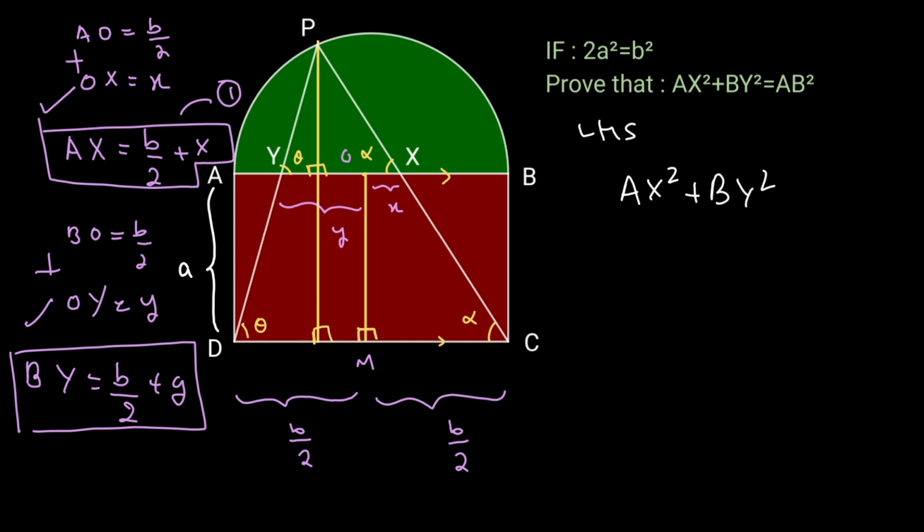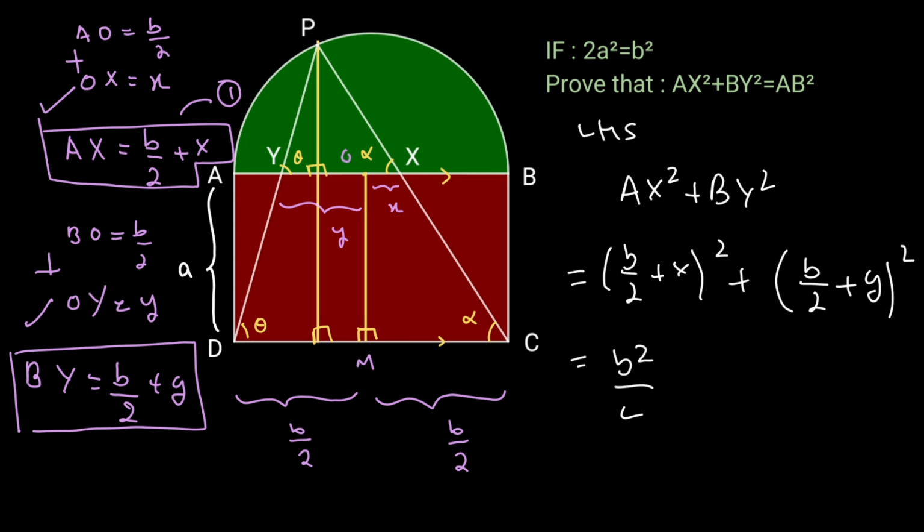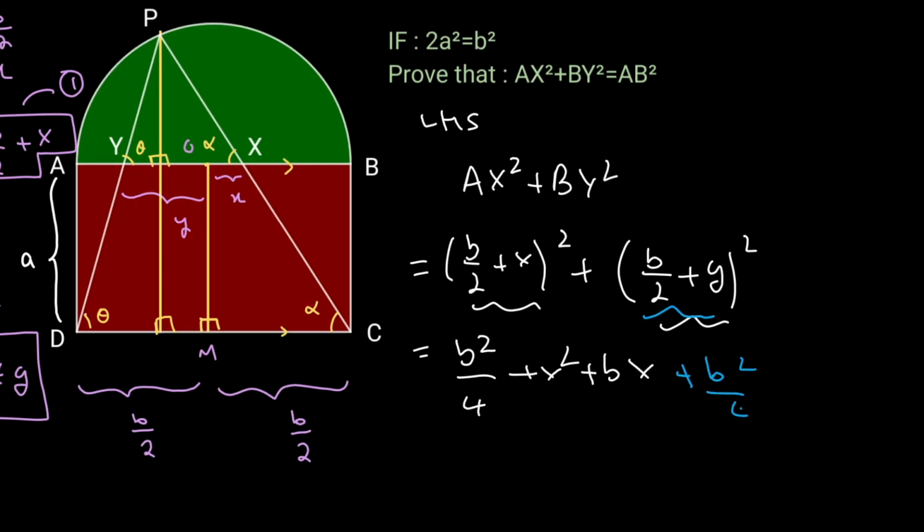Now from equation number 1, the value of AX square would turn out to be (b/2 plus x) the whole square, and according to equation number 2, the value of BY is going to be b/2 plus y, and therefore (b/2 plus y) the whole square will be the value for BY square. Now opening the brackets and simplifying will give me b square upon 4 plus x square plus bx. This is the value for the first bracket, and the value for the second bracket will turn out to be plus b square upon 4 plus y square plus by.